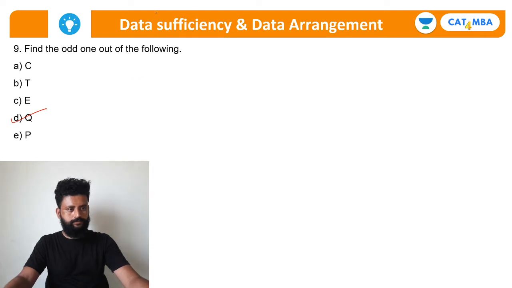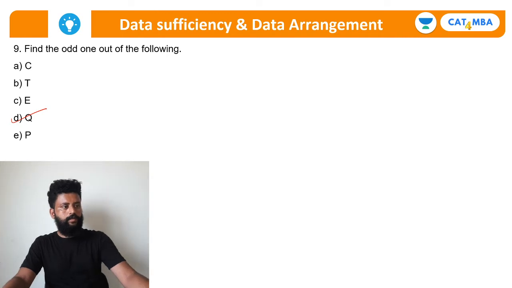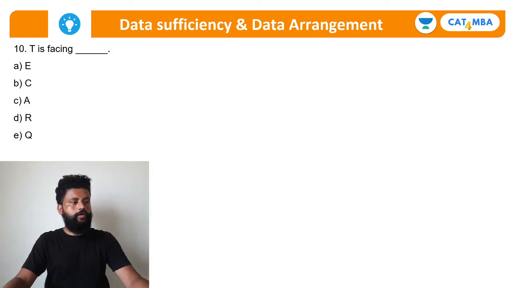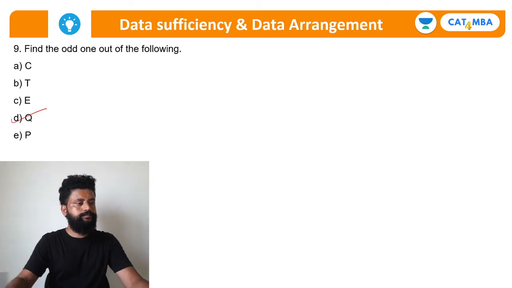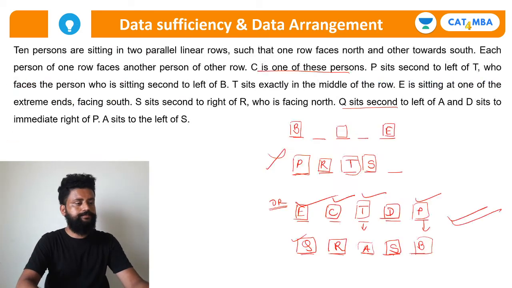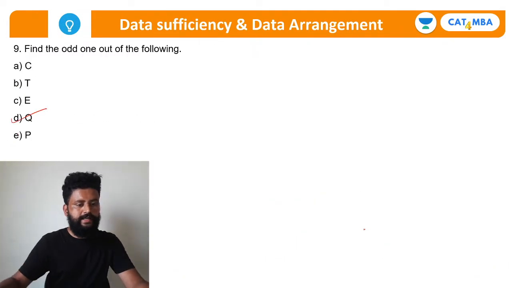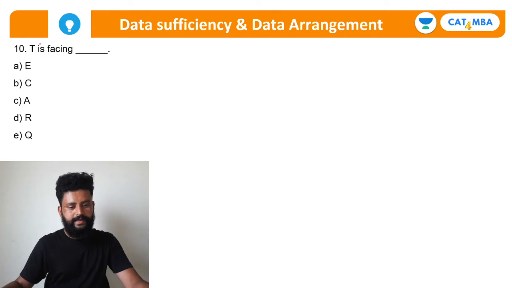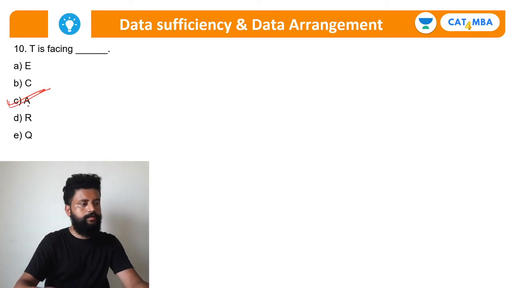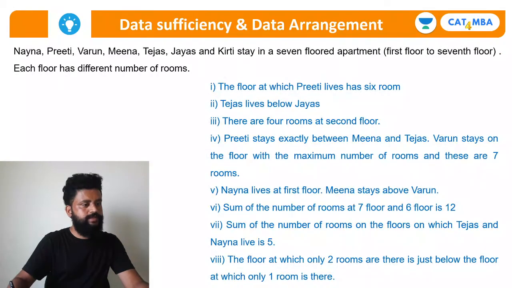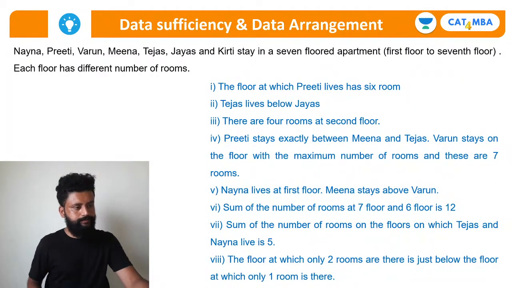Okay, let's go for the next question. T is facing A. So T is facing A, right? That's what we can conclude. So guys, let's move to the next question.